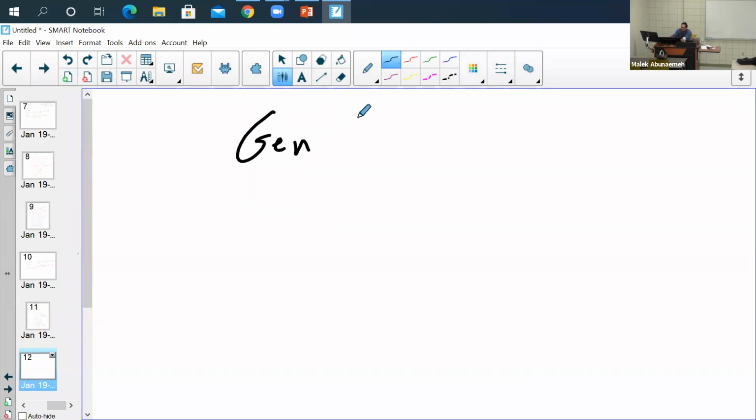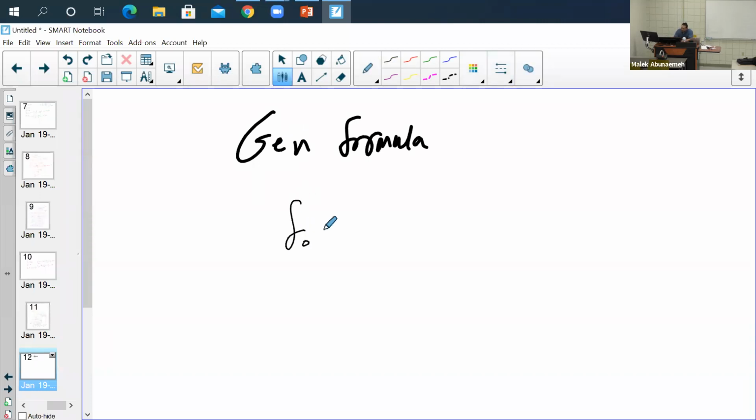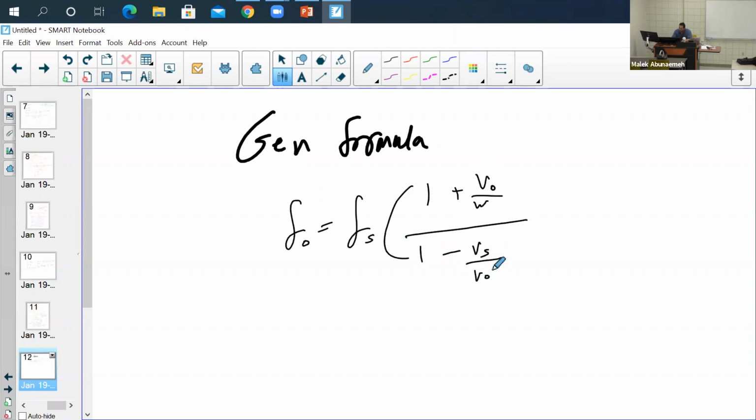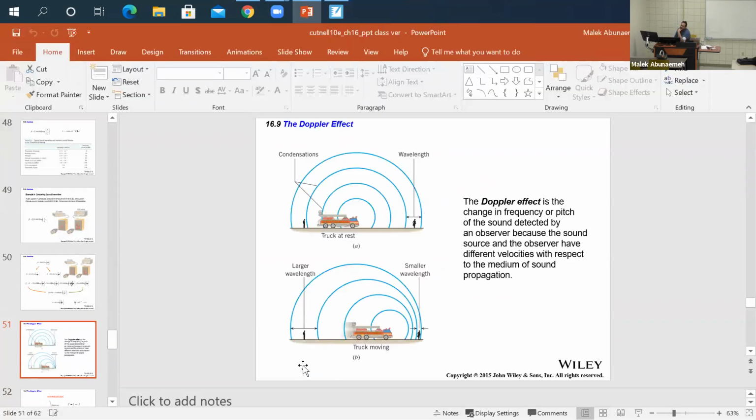So your general formula, your F naught is going to equal F_S times 1 plus V naught over V_W over 1 minus V source over V_W. And then if you're going the other way, you just change the sign. So the Doppler effect is the change in frequency or pitch of the sound detected by the observer because the sound source and the observer have different velocities with respect to the medium of sound propagation.